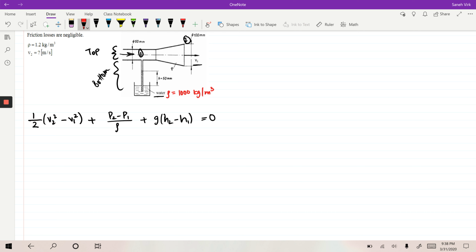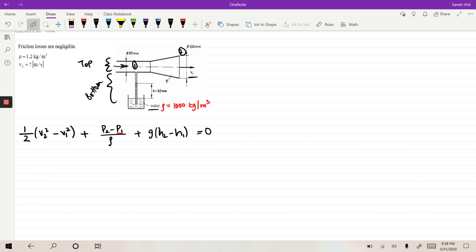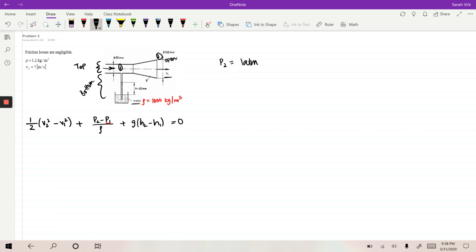So we need to find P1 first, and then for P2, we know that the tube is open right at this end. So at this end, the tube is open, so atmospheric pressure is acting. So we are going to say that our P2 is 1 atm, but since we need pascals, it is going to be 101,300 Pascal. So now we already have our P2 value. Now we need to find P1.